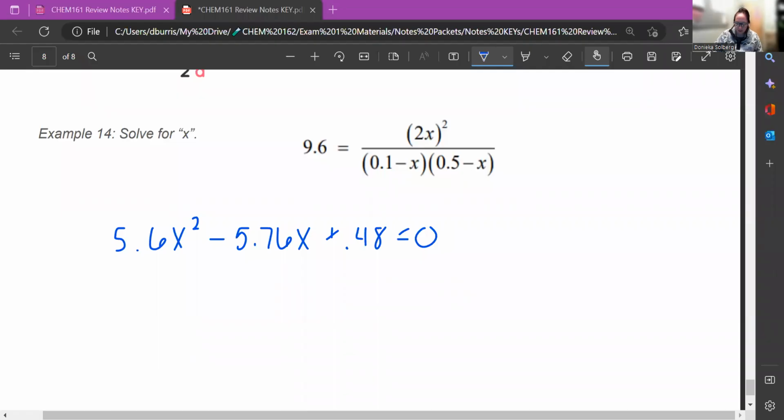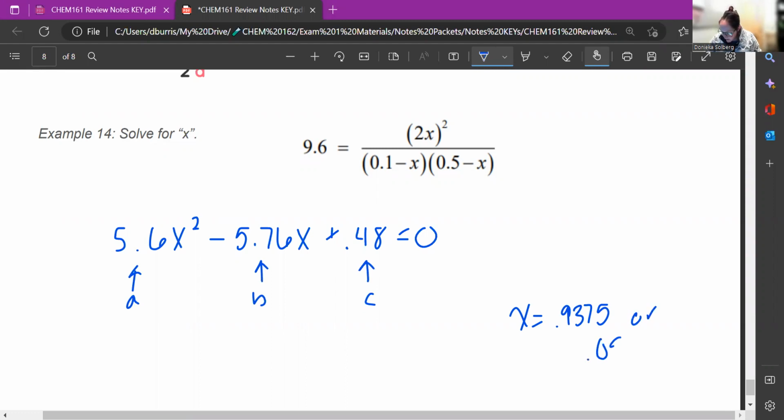Now I know I didn't show all the steps here, but what I did is you should have gotten down to this. This is A, this is then B, and this is C, and you can plug that into the quadratic equation to get your two possible values for x. In this case, you should get that x is 0.9375, or 0.09107. All right, so if you need help with that, come visit me during office hours or something, or if you get a solver button on your calculator, you will be just fine.